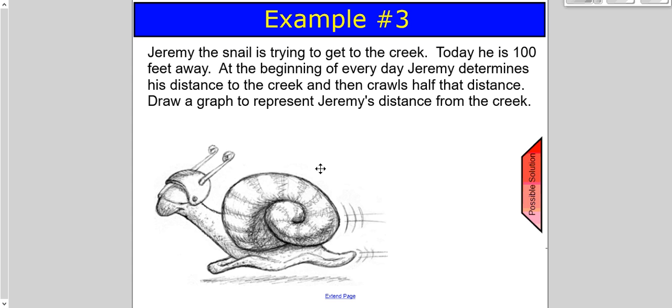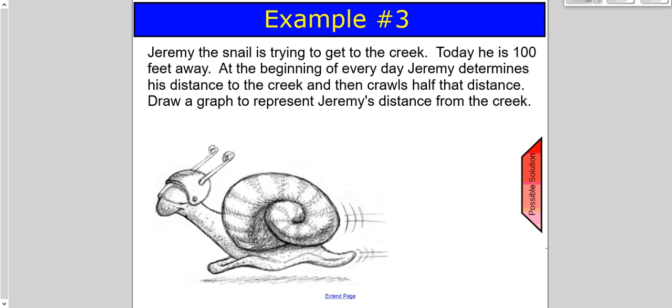So, for example, if he was 100 meters away today, then tomorrow he would be 50 meters away, then the next day he would be 25 meters away, then he would be 12.5 meters away, and so on. So pause the video here and come back to see your solution.